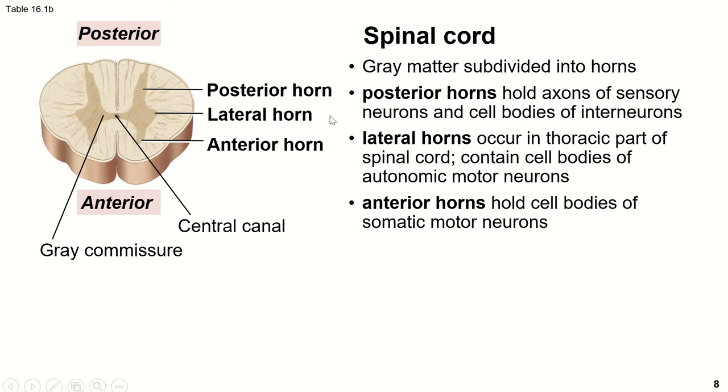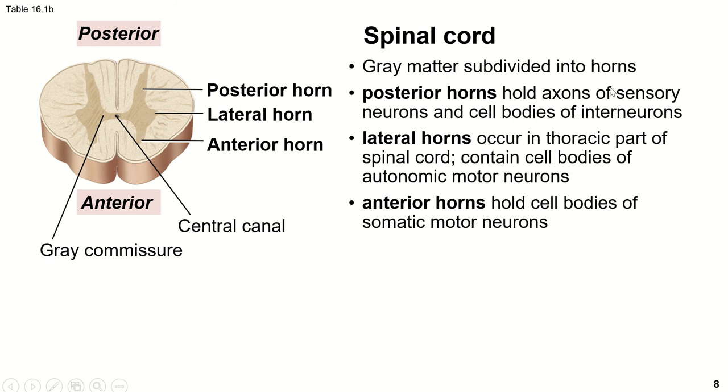The gray matter in the spinal cord is divided into horns. On the posterior side, we have a posterior horn. The lateral horn is only found in the thoracic part of the spinal cord. And then in the anterior portion, we have the anterior horn. The anterior horn is going to hold the cell bodies of somatic neurons. The posterior horn is going to have unmyelinated axons of sensory neurons, and then cell bodies of interneurons.